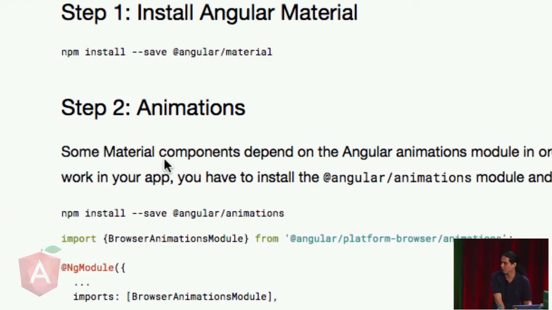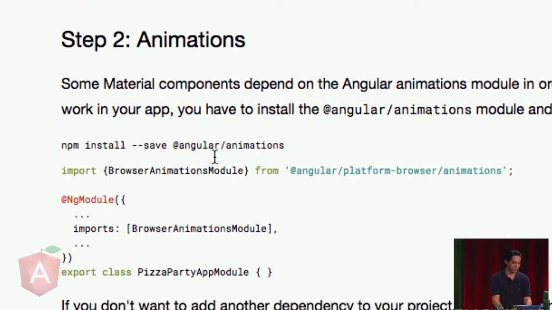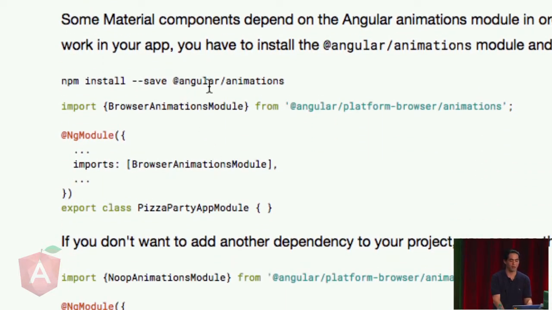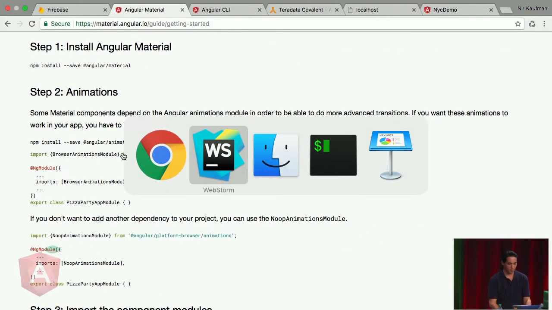And as you can guess, it all starts with an npm install. So we're going to install the Angular Material package, and we're also going to install the Angular Animations module, because Material Design depends on this module to give you all those nice animations and transitions. Okay?